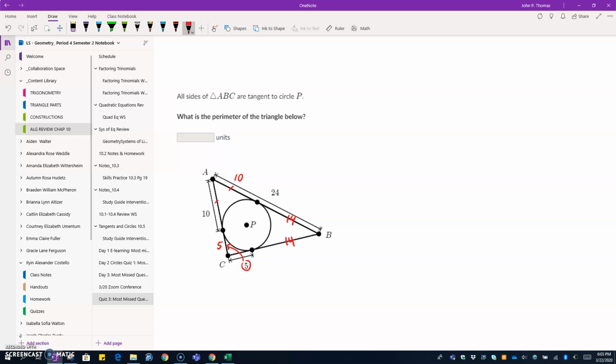It asks me for the perimeter of the triangle, so I'm going to add those up. So I've got 10 plus 10, plus 14 plus 14, plus 5 plus 5. That's going to be 20 plus 28 plus 10. That is going to be 58. So we look at a perimeter of 58 units.